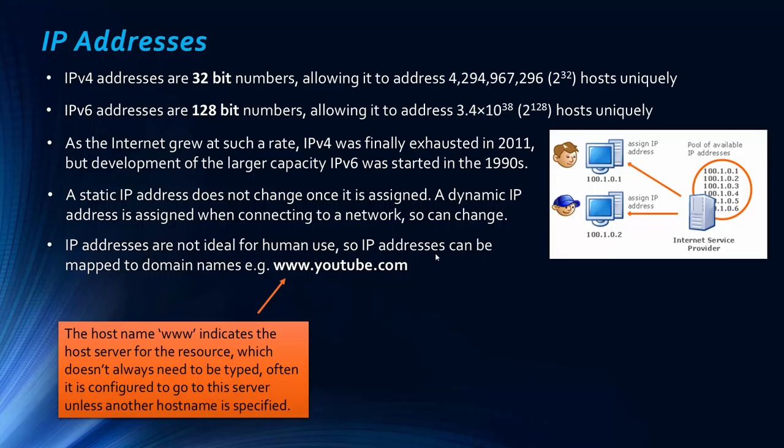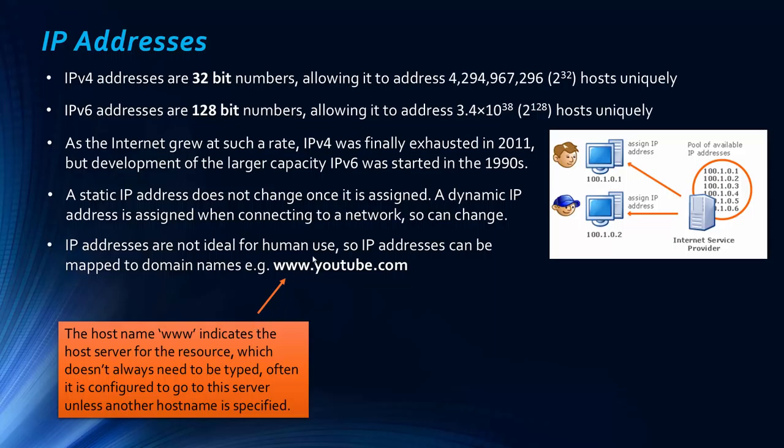We said what a domain name was before, but this would be a domain name as the exam board define it. So the host, this is our host name, and this is just for the host server. So www indicates you're connecting to the host server. You don't always need to type this in. So if you typed youtube.com into your browser, you'd get to youtube.com. You wouldn't have to type www, because often it's configured to go to the host server by default.